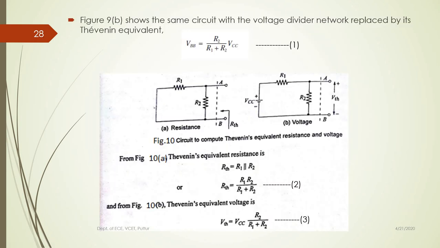Next is regarding the Thevenin's equivalent. You can refer to this. See here, calculating the equivalent resistance, Thevenin's resistance and Thevenin's voltage. While calculating the resistance, we need to consider VCC as a short circuit here, and here we need to consider VCC. Voltage across the resistor R2 is nothing but the Thevenin's voltage or bias voltage VBB. So this is RB and this is VBB.